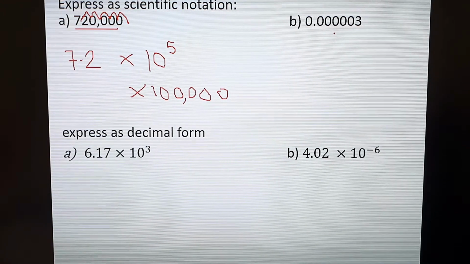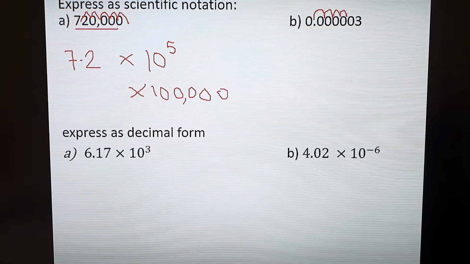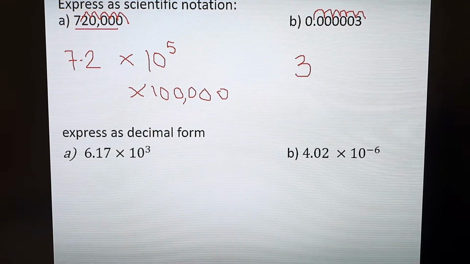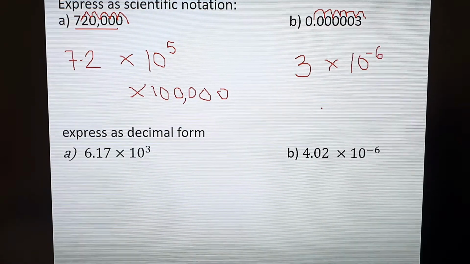Let's do this next one here. It's a very small number, so I know my exponent or my index is going to be a negative. So moving the decimal point back, 1, 2, 3, 4, 5, 6 times to get it to the number 3. So I've got a number between 1 and less than 10. Multiplied by 10, and because it's a small number, it's going to be negative, and I moved it 6 times, negative 6.